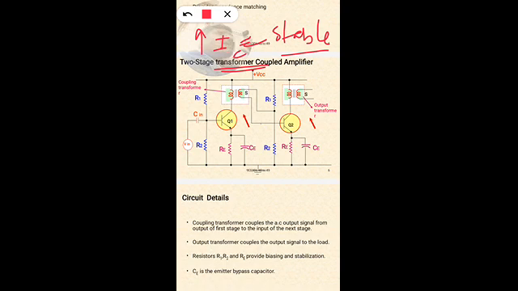So when IC increases, IE also increases, because IE is equal to IC plus IB.